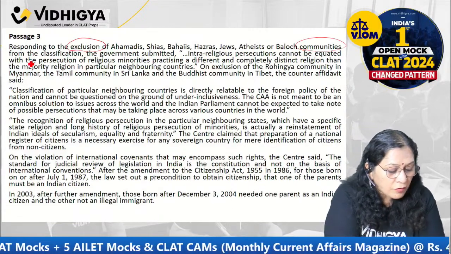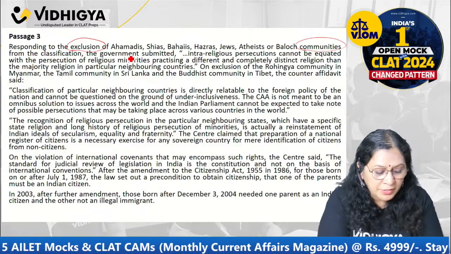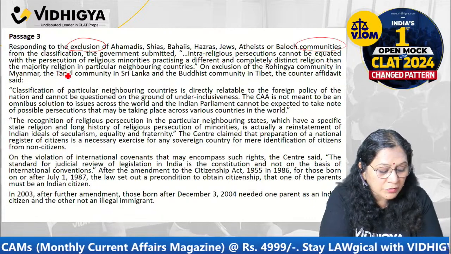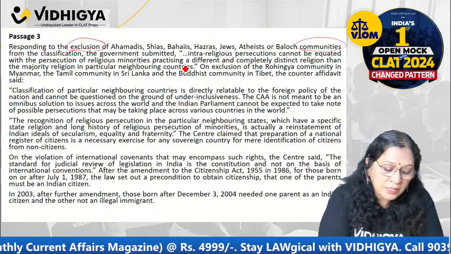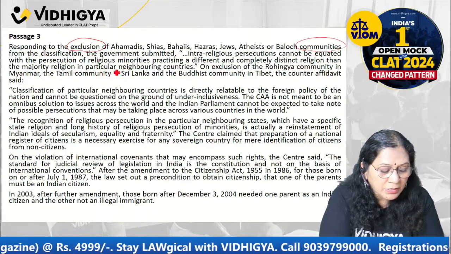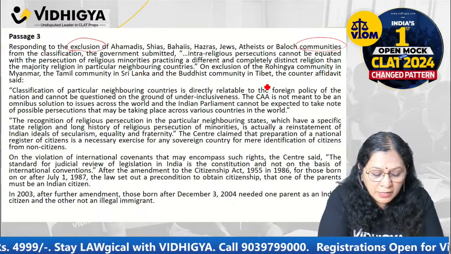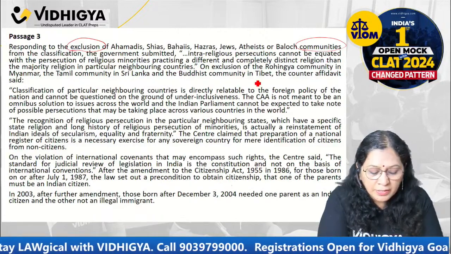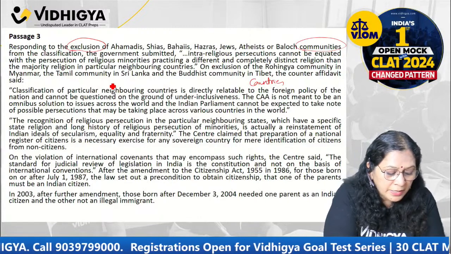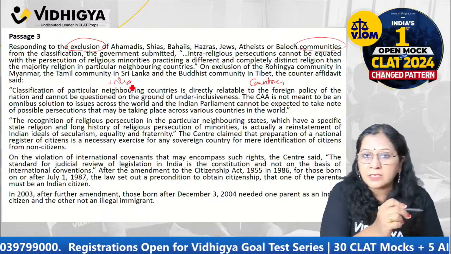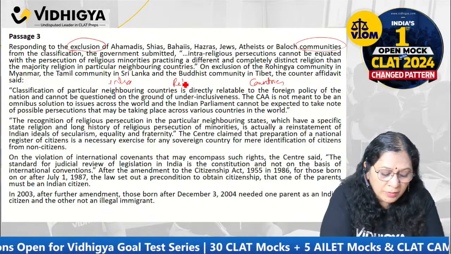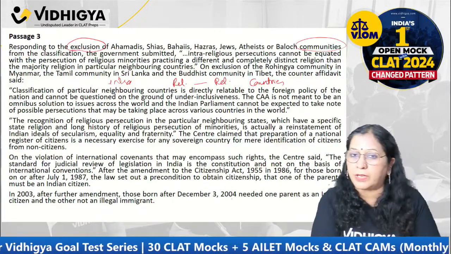यहाँ तक आ जाओ. From the classification the government submitted, intra-religious persecutions cannot be equated with the persecution of religious minorities practicing a different and completely distinct religion than the majority religion in particular neighboring countries. ठीक है, इसने 2 बातें कर ली. एक नेबरिंग कंट्रीज की बात की, आपके नेबर्स की. ठीक है, दूसरा उसने इंट्रा रिलीजन की बात की, मतलब एक ही रिलीजन के अंदर क्लासिफिकेशन हो रहा है या एक रिलीजन और कंप्लीटली डिफरेंट रिलीजन के बीच में हो रहा है.